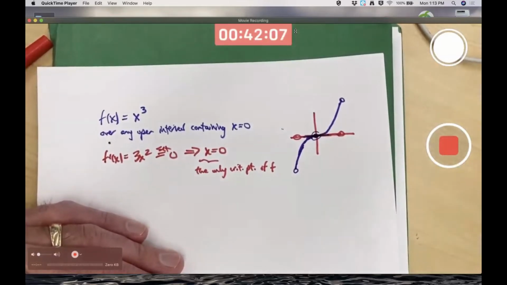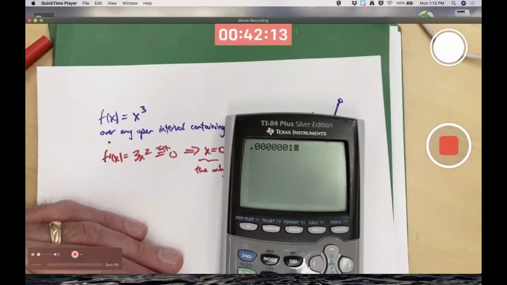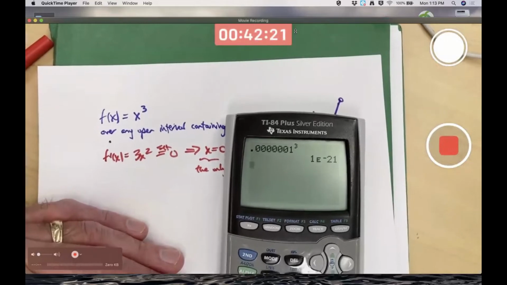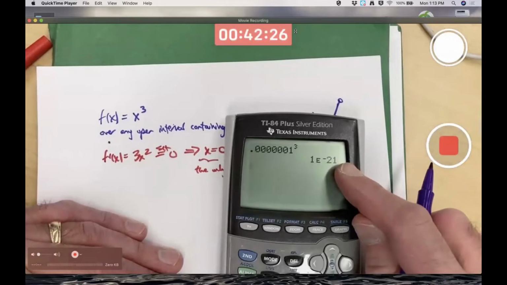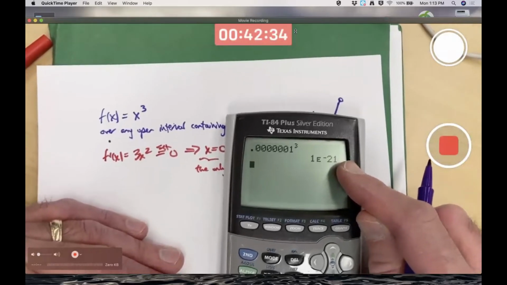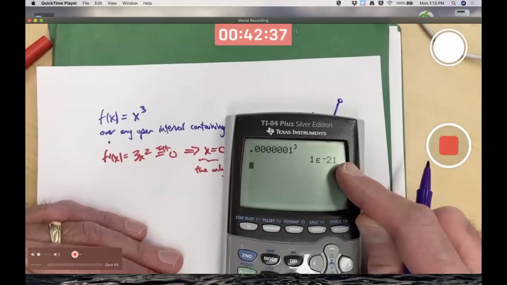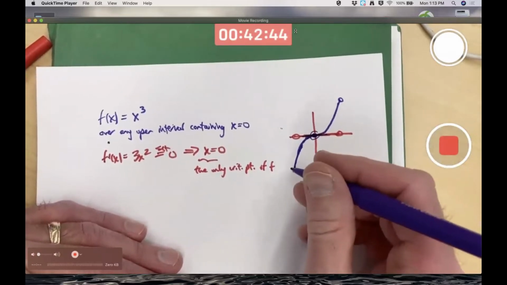If x is 0.000001, x cubed is, well, 10 to the negative 21. Very, very close to 0, but not equal to 0. That's not calculator error. That's accurate. 10 to the negative 7 cubed is 10 to the negative 21. 10 to the negative 100 cubed is 10 to the negative 300. The function only equals 0 exactly when x is 0 exactly.